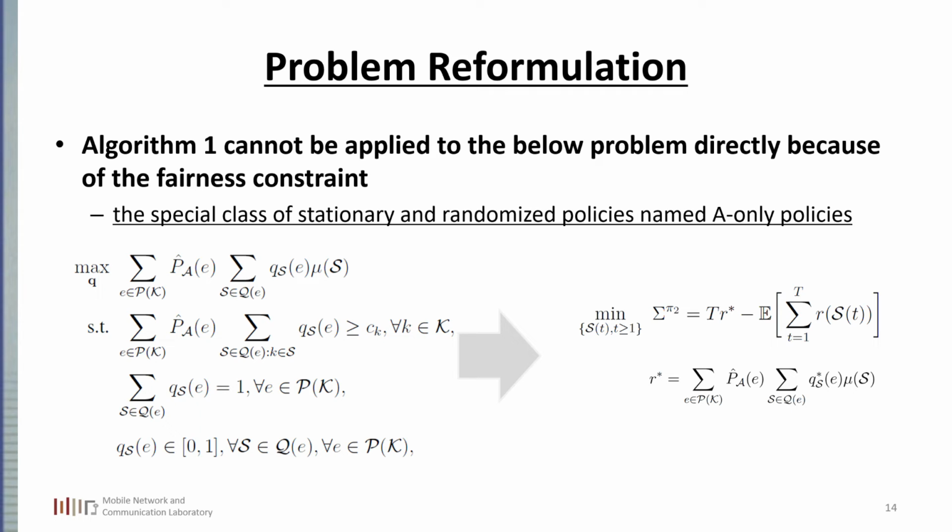In this expression, E is the selected set, P hat AE is the set of selected clients, and QSE is the vector probability distribution, and MUS means the normalized level for superarm S. This expression can be reformulated as a problem that minimizes the value called sigma 2. This reformulation procedure is similar to the ideal case.